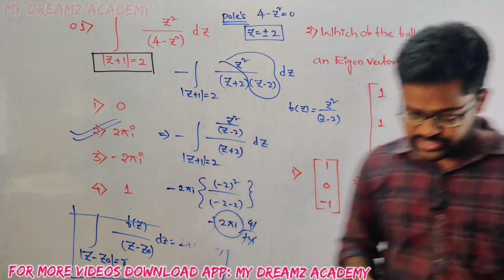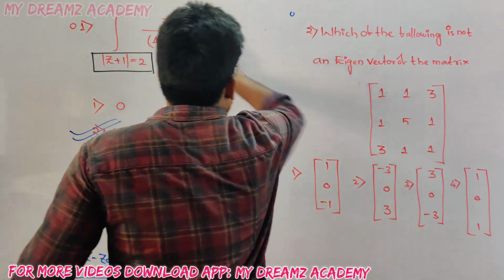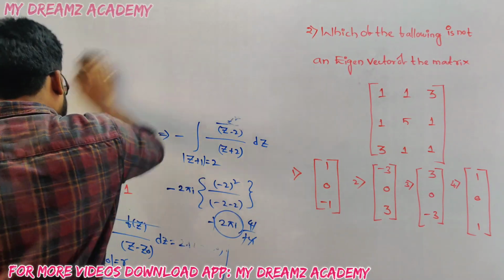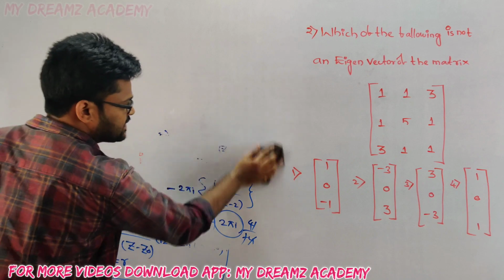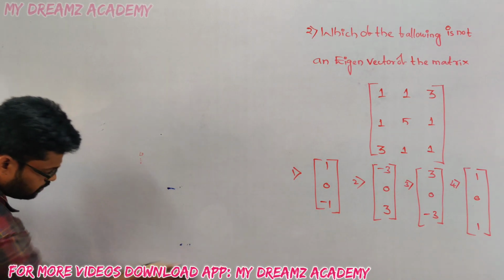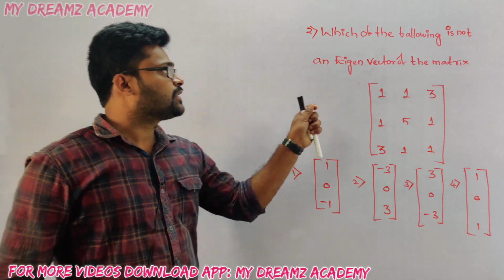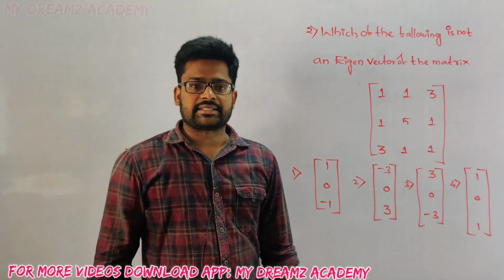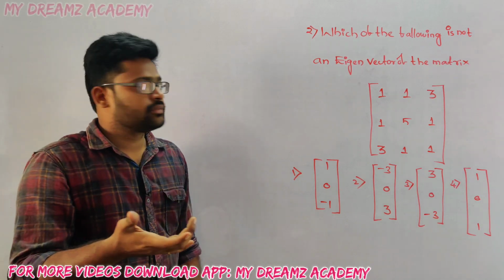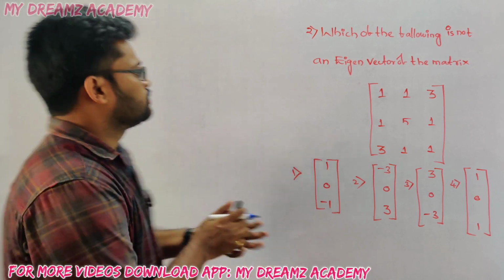Okay, and the next question, this question is from engineering mathematics, and the topic name is linear algebra, or we can say matrices. Which of the following is not an eigenvector of the matrix? Okay, this concept name is eigenvectors and eigenvalues. So this is the question.